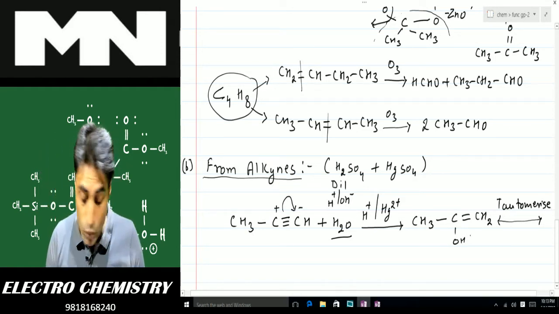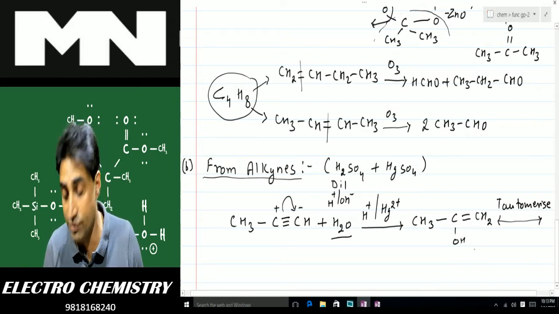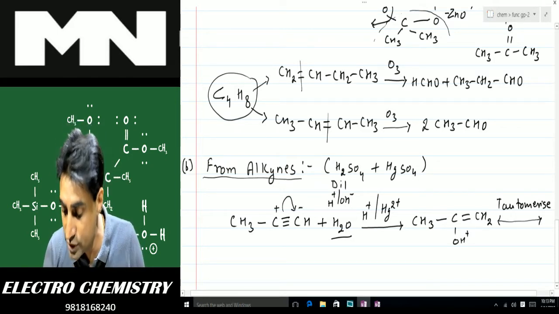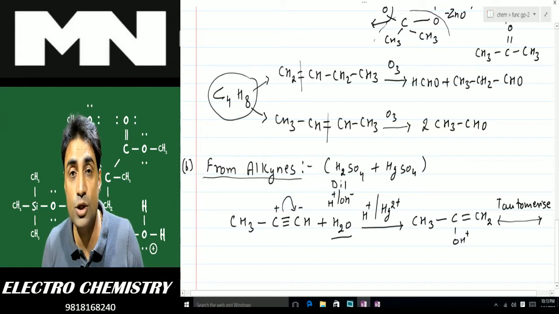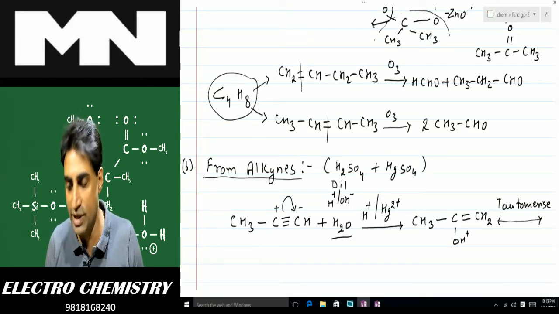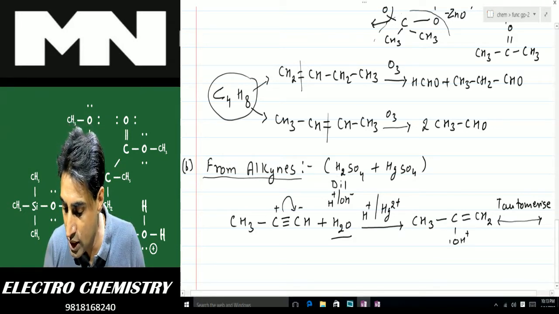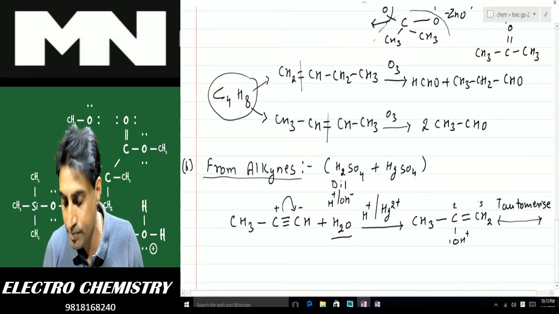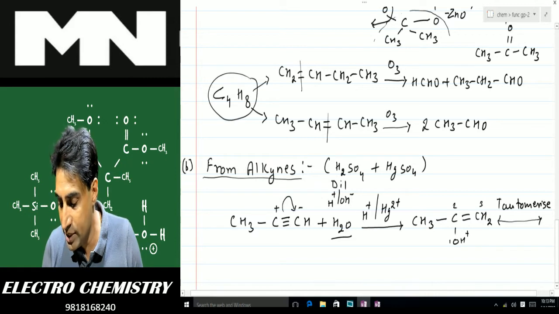In tautomerism, what basically happens is that the hydrogen atom will shift its position. So this hydrogen atom is going to shift its position. And in tautomerism, the hydrogen atom shifts its position from one polyvalent atom to a third polyvalent atom. So from here we can see 1, 2 and 3. So H positive is going to come here.